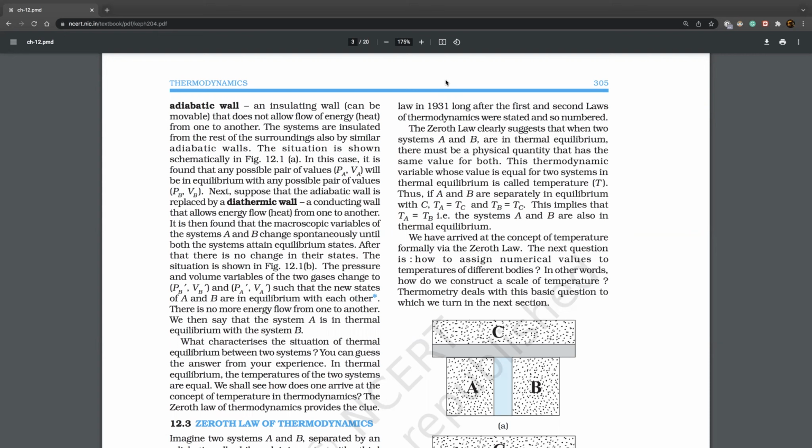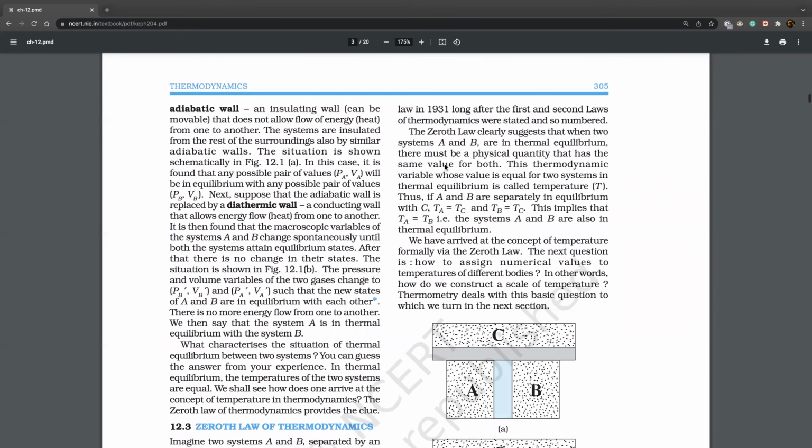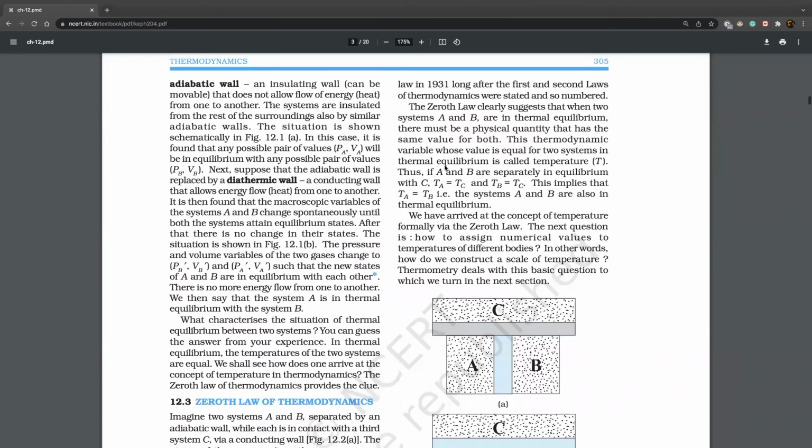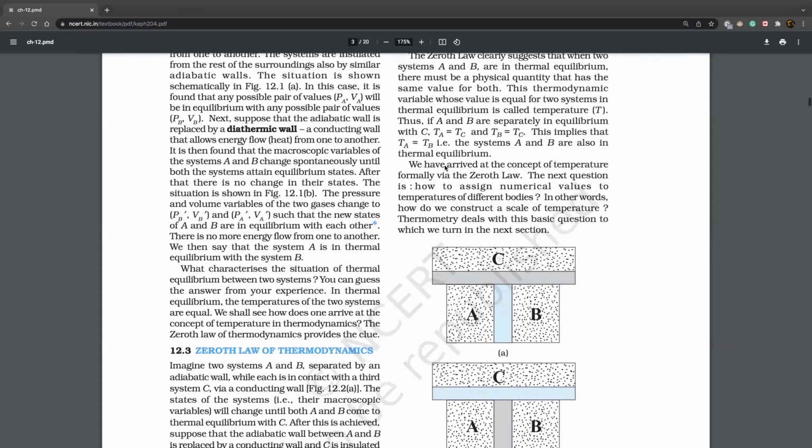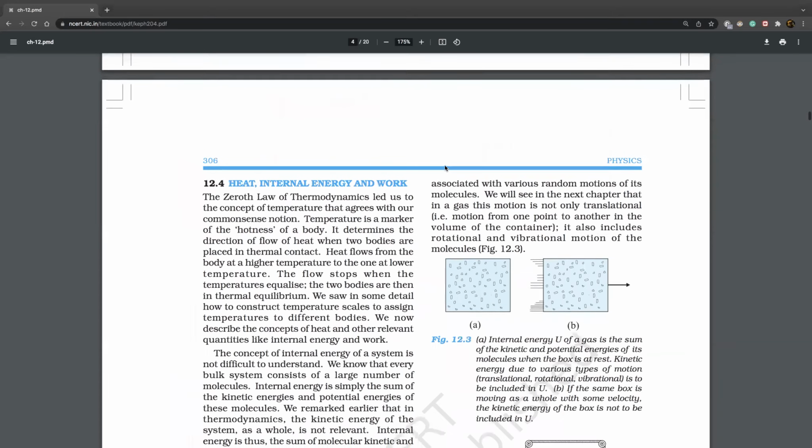So the pressure and volume variables of the two gases change to the final pressure, which we can denote as PB dash, VB dash, and PA dash, VA dash, such that the new states of A and B are in equilibrium with each other. There's a star here. I would like to know what it says. If we go now, I think it should be at the bottom of the page.